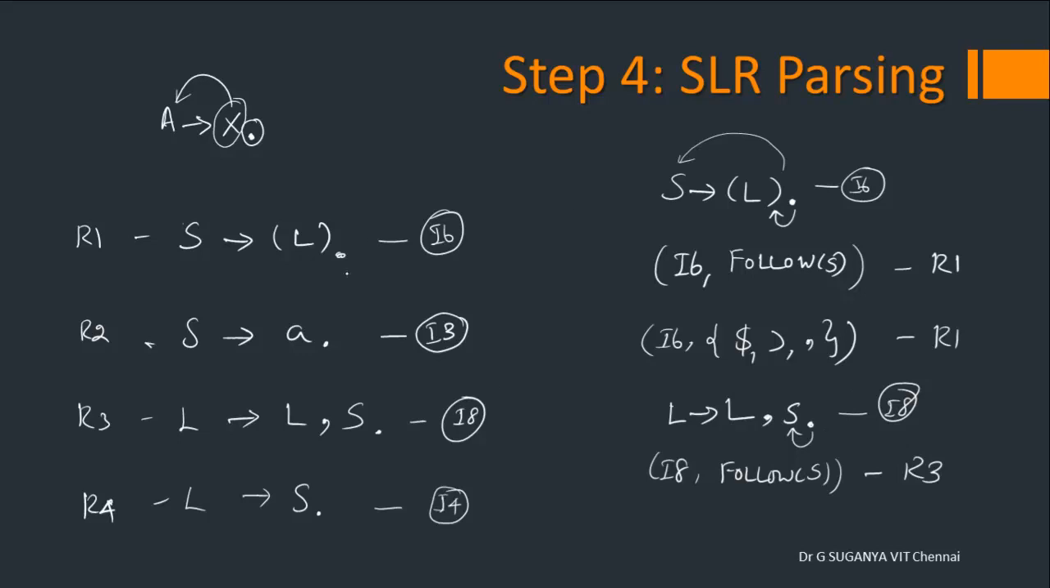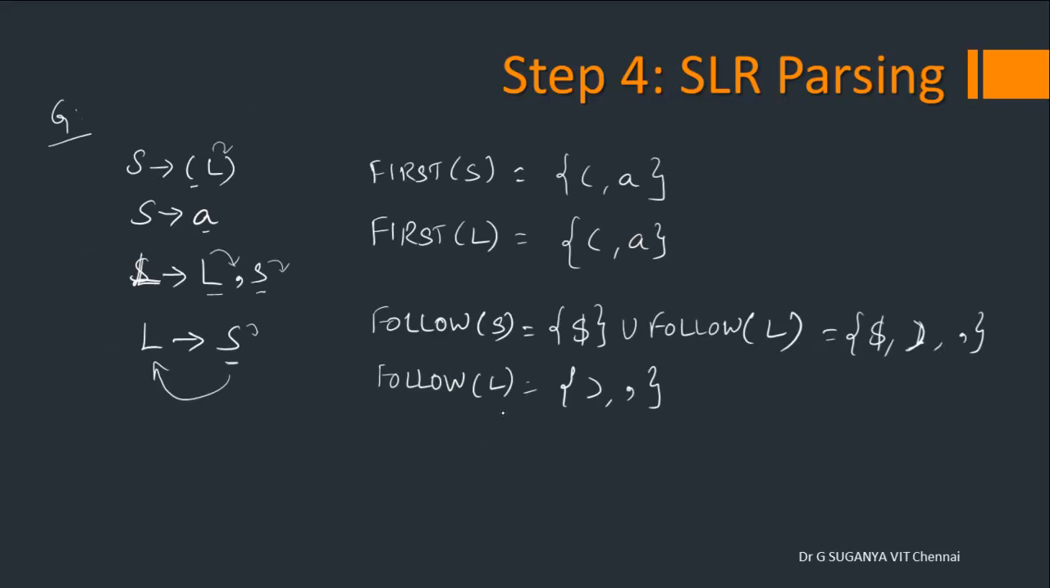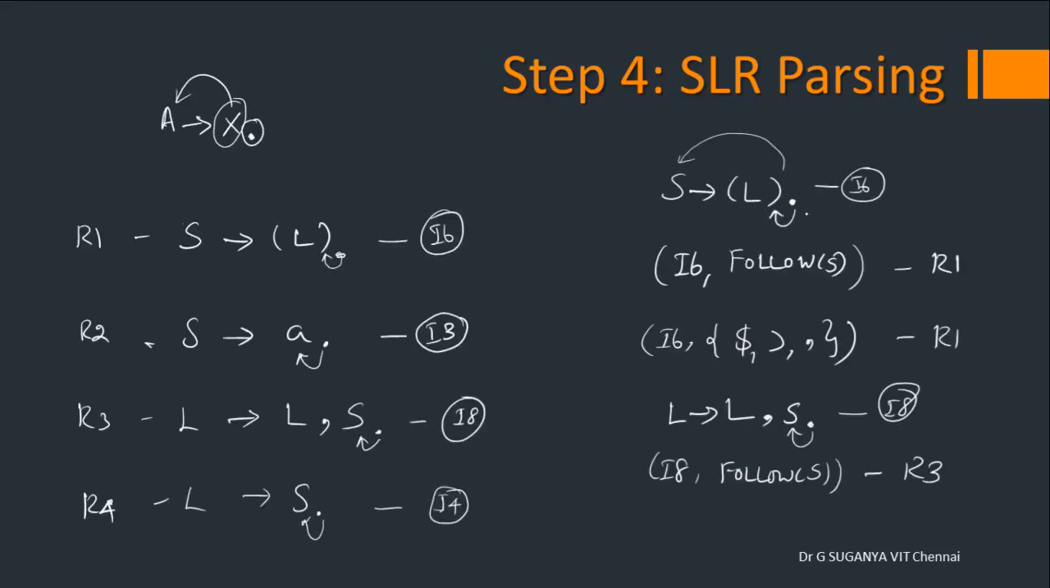We just need to check what is the symbol that is preceding the dot. If it is a terminal, you have to go back to the left and add its follow. If it is a non-terminal, you just have to add its follow directly. That's the meaning of adding reduce entries. With this, I'll first add this one.